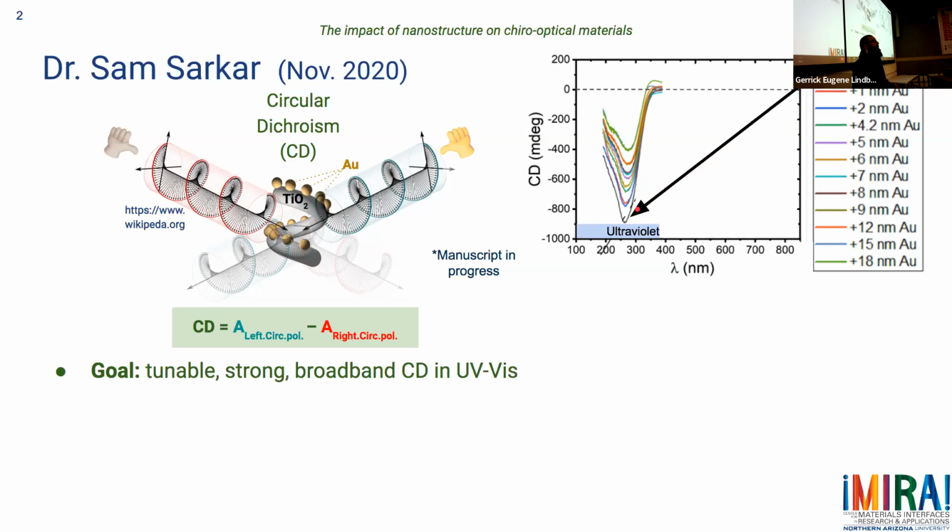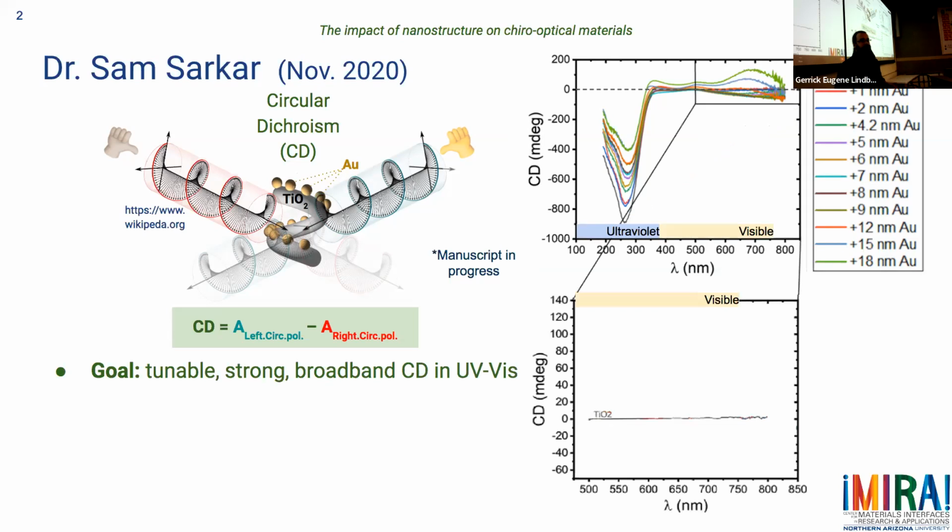Now, the goal behind decorating the helices with gold was to produce strong tunable CD in the ultraviolet as well as in the visible wavelengths. When we look at the visible spectrum, we see that the titanium dioxide helices without the gold produce the 0 line. But even just a small 1 nanometer deposition of gold produces strong CD in the visible wavelengths.